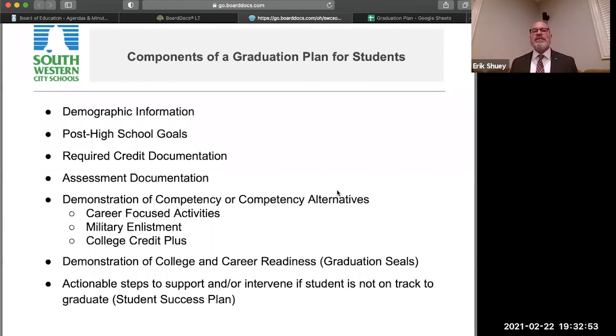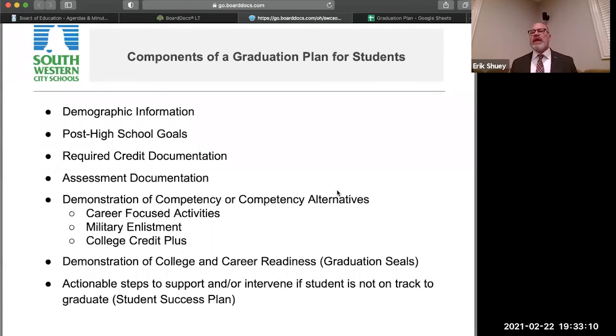Also, demonstration of college and career readiness. That includes the graduation seals, which we've discussed at previous board meetings as well. And then actionable steps to support or intervene if students are not on track to graduate. So as you can see, this is a very heavy lift.